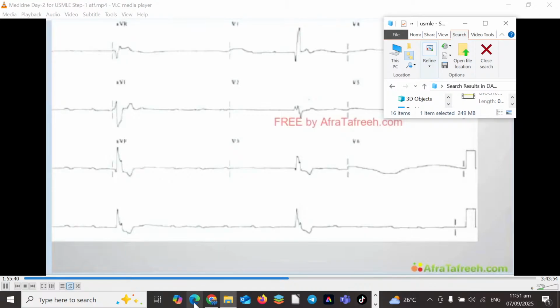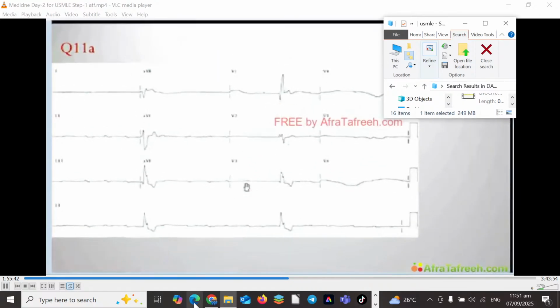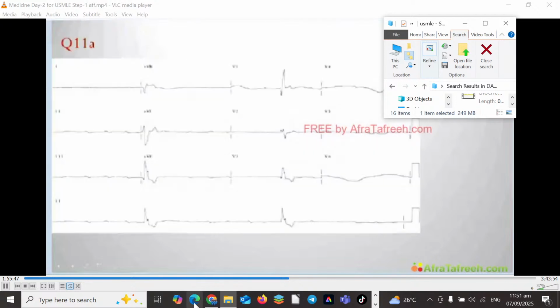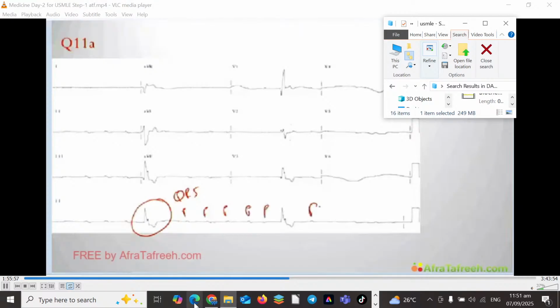This is a wide complex beat. What is happening? This is a wide complex QRS. These are P, P, P, P, P. Then there's one more P here, P, P, P, and P.